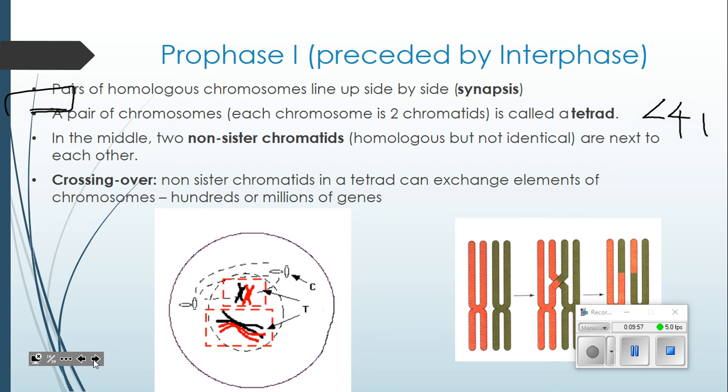Now, in the middle of our tetrad, we will have what we call non-sister chromatids. Chromatids that are homologous but not identical. It would be like one red and one black. So in the middle of the tetrad, I have a black chromatid right next to a red one. They are non-sister chromatids. And what can and often does happen is that the tips of those chromatids will cross over each other, literally, a physical crossover.